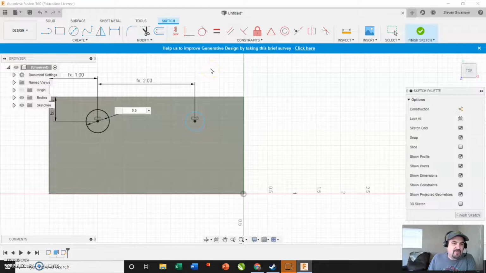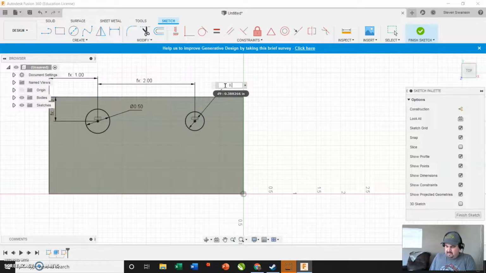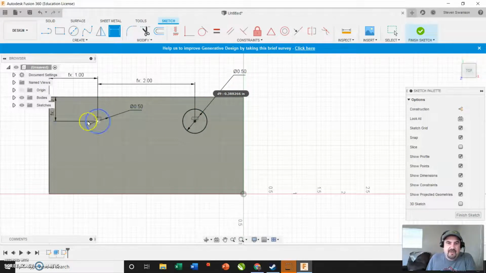And I'm not going to parametrically constrain this. I want to explain why in a second. I'm going to make this a ½ inch wide and 0.5 inches wide. There we go. Now notice they turned black. Now they are fully constrained.